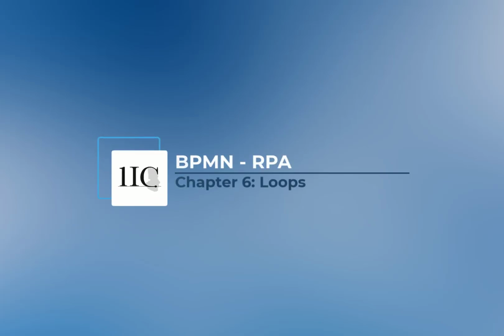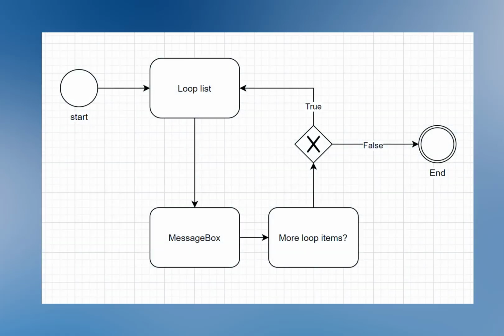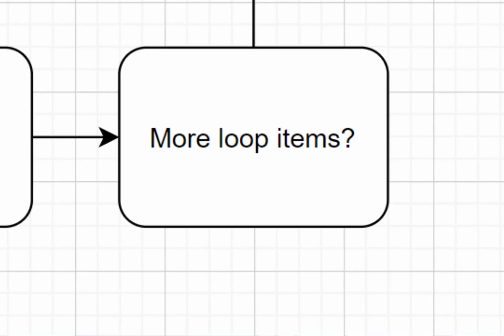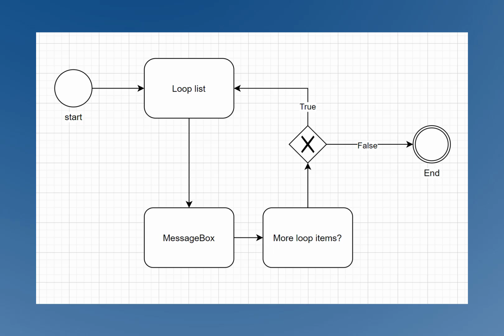Chapter 6. Loops. In BPMN-RPA, you can create loops by using exclusive gateways. As mentioned in the previous chapter of this series, an exclusive gateway should always have two outgoing flow arrows, one with the label true and the other with the label false. The actual true or false decision isn't made in the exclusive gateway itself, but in the last shape before the exclusive gateway. Let's dive into the attributes that make loops in BPMN-RPA possible.